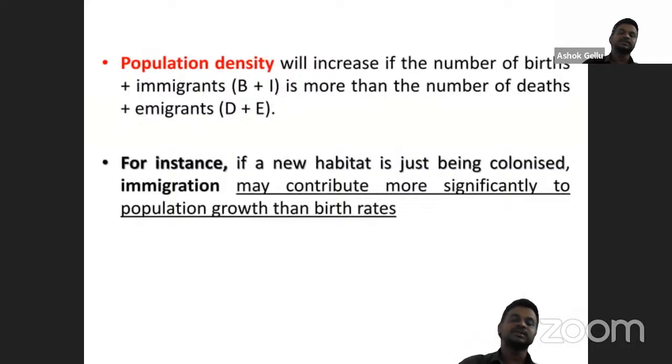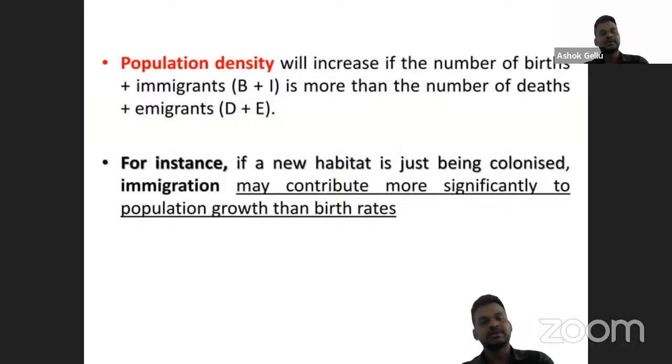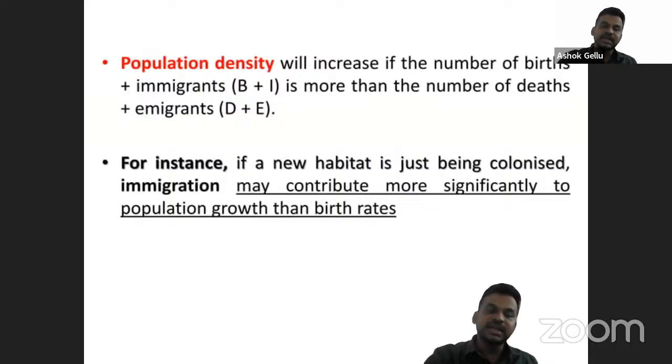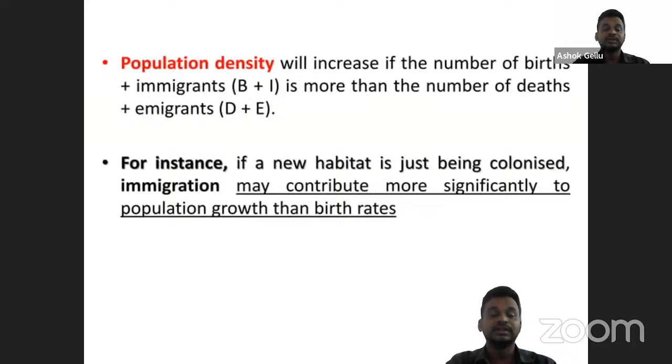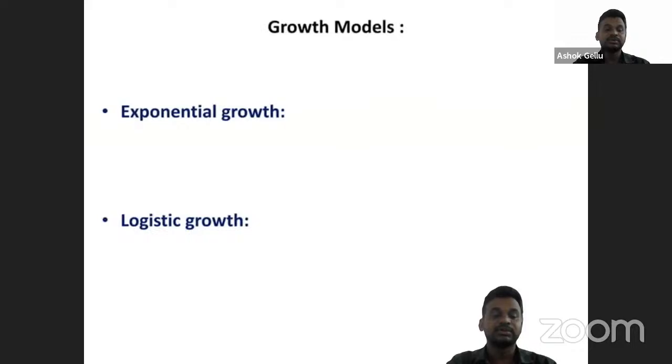Population density will increase if the number of births plus immigrants is more than the number of deaths plus emigrants. For instance, if a new habitat is just being colonized, immigration may contribute more significantly to population growth than birth rates.